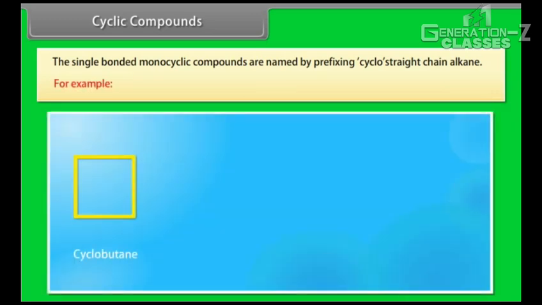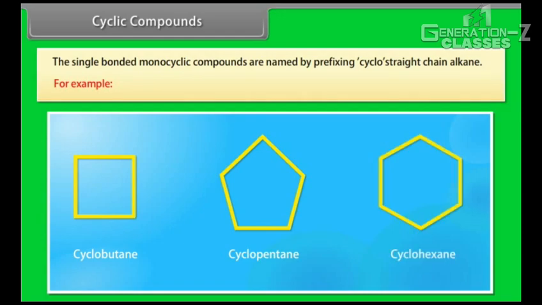Cyclic compounds. The single bonded monocyclic compounds are named by prefixing cyclo to the straight chain alkane. For example, cyclobutane, cyclopentane, cyclohexane.